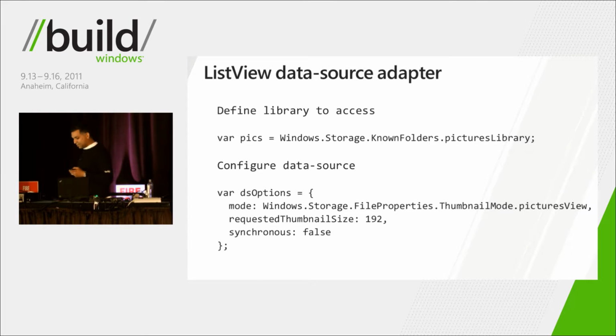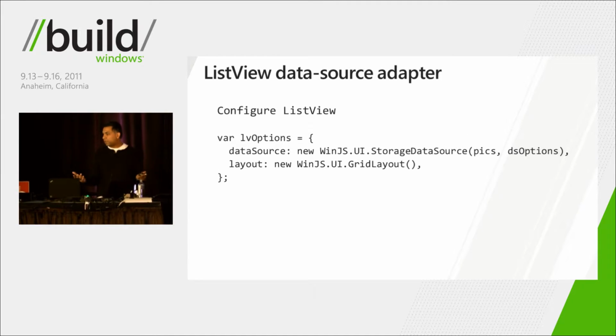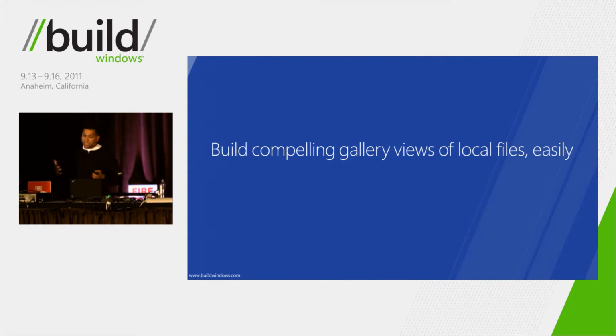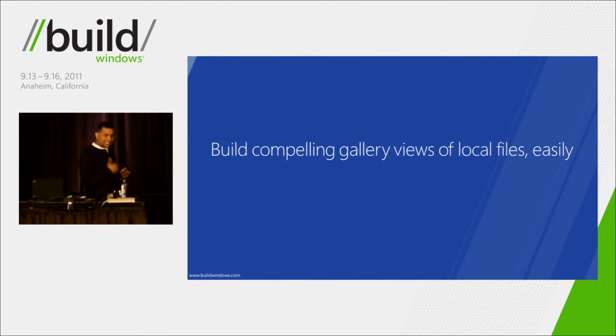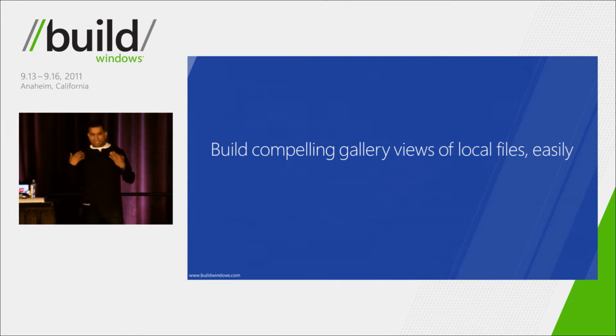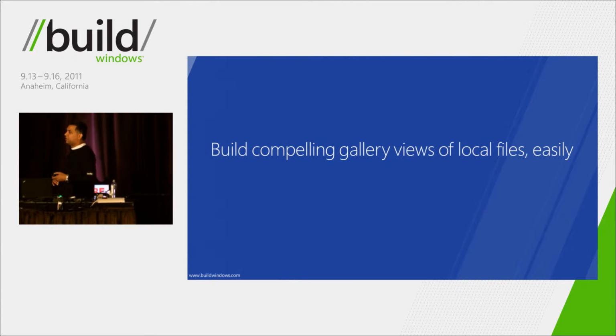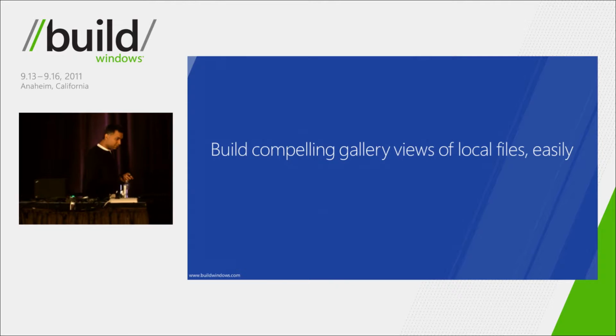I just want to make sure. Then you had to configure the list view, and you had to tell the list view, hey, here's the data source adapter that I want you to use, and please initialize yourself in the grid layout. And then all I had to do was call the list view and tell it, hey, list view, show up. Realize yourself. And voila, magic happened. All right? So that is possible in Windows 8. So you can build great gallery views, great collection views of your local files very easily without having to deal with the mechanics that you had to in the past. 4 lines of code, please remember.